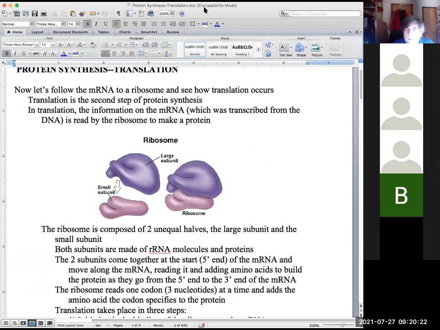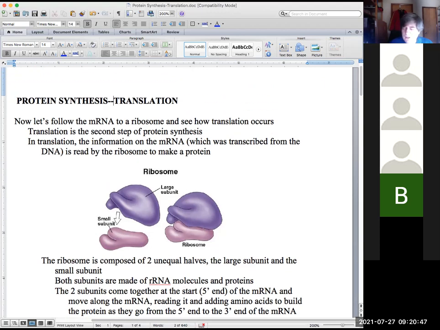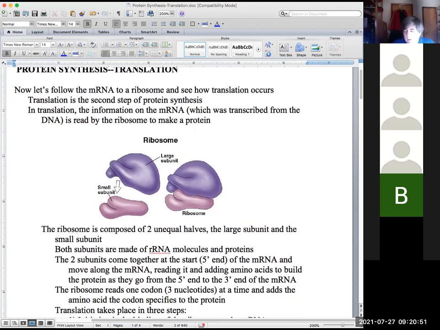So transcription was the process of making RNA from DNA. Translation is the process of using that information that's on the messenger RNA. Only messenger RNA gets translated. The other types of RNA just stay in the cell as RNA. So in translation, we're going to take messenger RNA and use that information to build a protein. The information was on the chromosome originally.